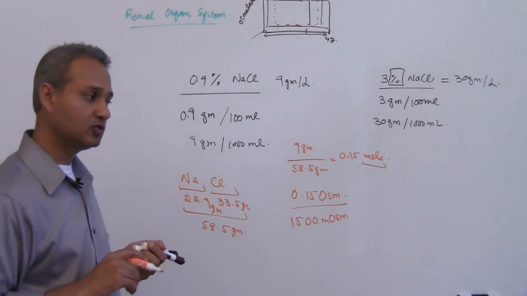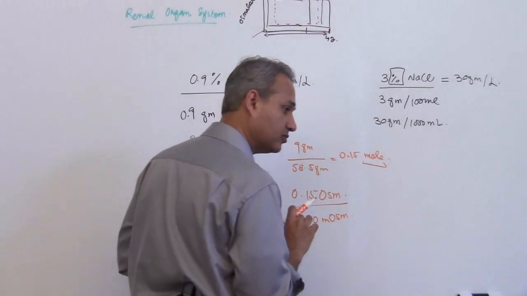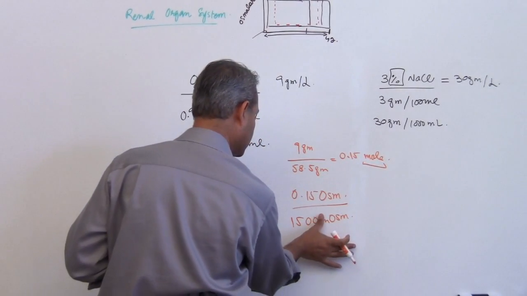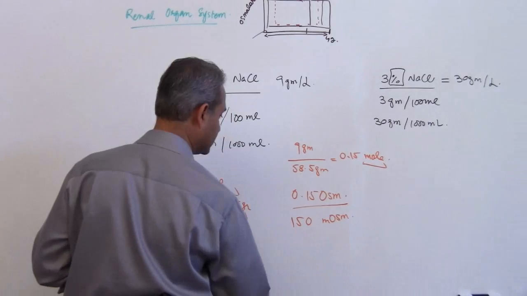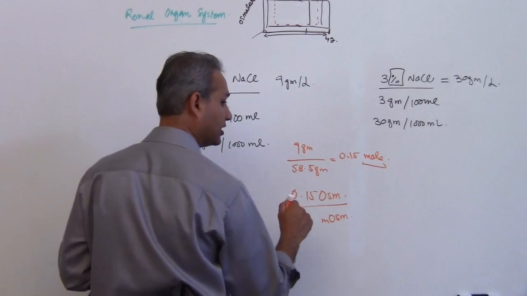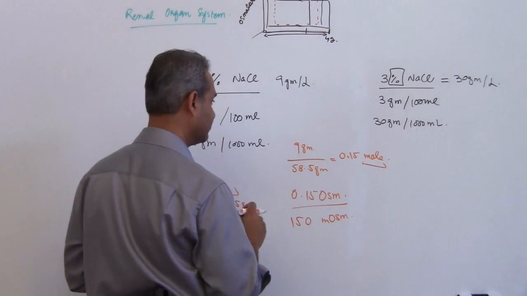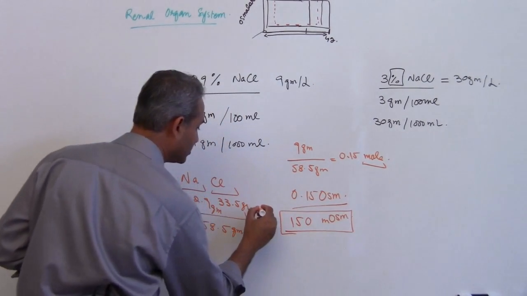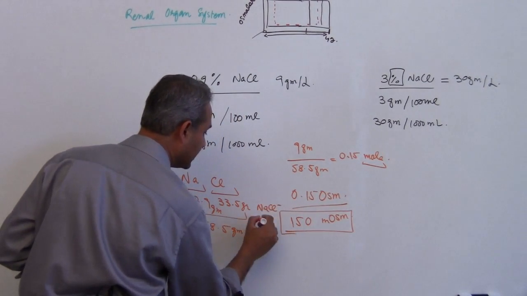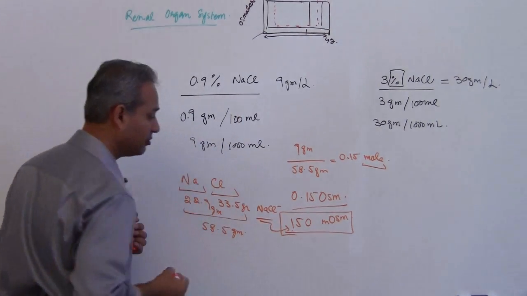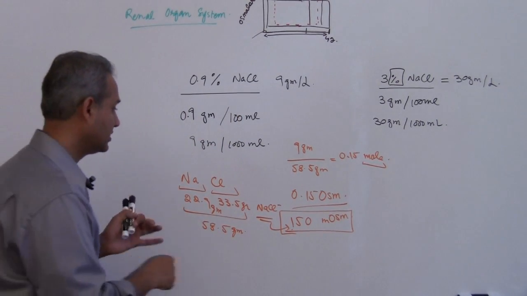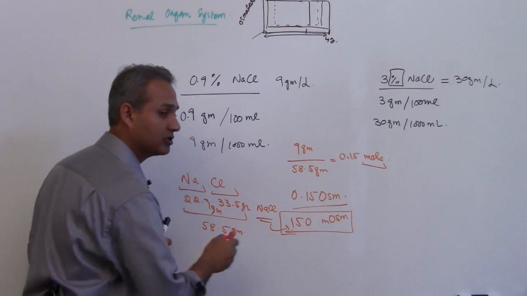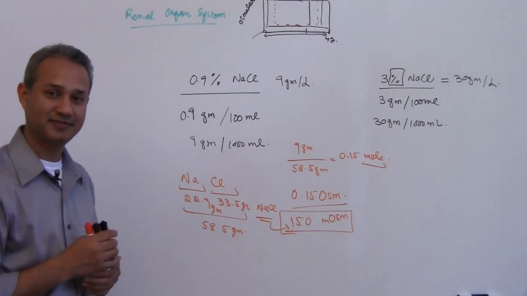Right. So now we have the 150 milliosmoles, not 00. So 0.154, I think it is, yeah. So 150 milliosmoles. Now we know sodium chloride, if that is giving us 150 milliosmoles, and we put this in water, what is going to happen?